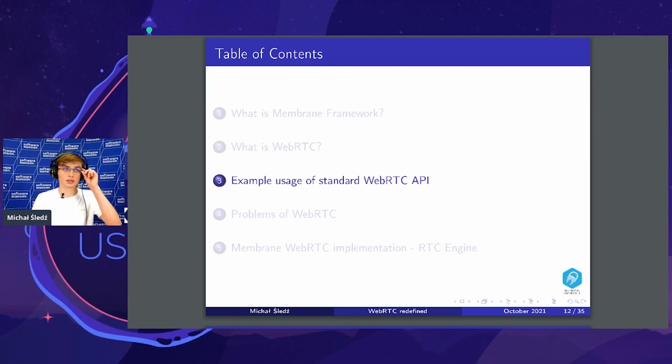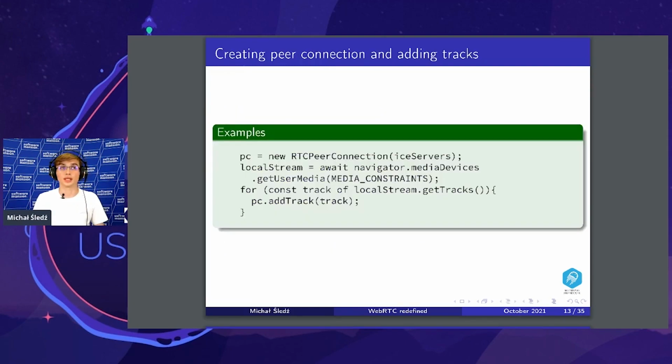And now we will move to the example usage of the standard WebRTC API. Because the WebRTC API is natively implemented in all major browsers, we can use JavaScript to establish a peer-to-peer connection or to build our own video conference system. And now I will try to show you how to establish a peer-to-peer connection using the standard JavaScript API. So first of all, we have to create an RTCPeerConnection. Here we pass ICE servers. Those ICE servers are IP addresses of basically STUN servers or TURN servers.